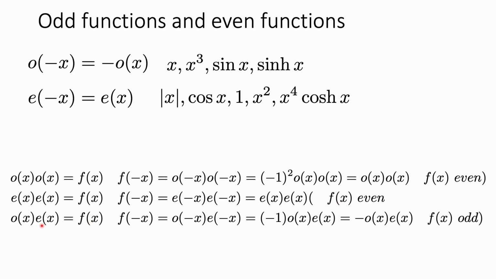But if you have an odd function times an even function, that will be an odd function, because the -1 comes out in front here. This minus sign goes away, but then you have a minus sign times the original function, so that's an odd function.